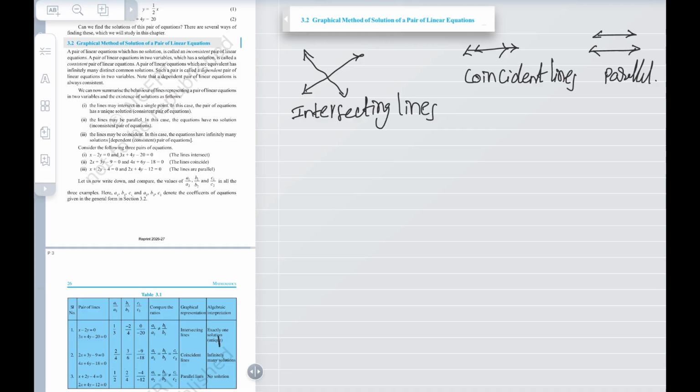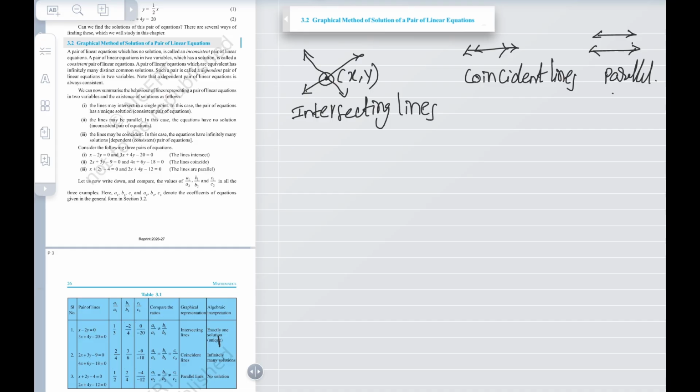In intersecting lines, you will have a unique solution, which means one certain point is the same for the two equations. In coincident lines, all the points of one equation are solutions of the other equation, which means infinitely many solutions, because both equations are the same. That's why we call them coincident lines. We will see this graphically. And in parallel lines, each equation is different.